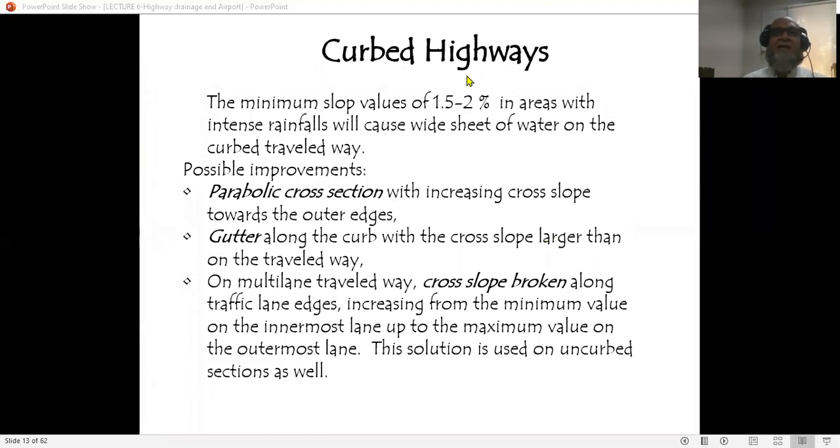Then there is a drainage channel known as curbed highways. The minimum slope varies from 1.25%, and intense rainfall will cause a wide sheet of water on the curbed travelway. A possible improvement may be to have parabolic cross sections with increasing cross slopes, or a gutter along the curb with cross slopes larger than those of the traveled way. On a multi-lane highway, cross slopes are broken along traffic lane edges, increasing from a minimum value on the innermost lane up to a maximum value on the outermost. This solution is used in uncurbed sections as well.